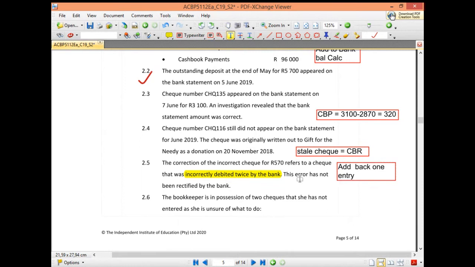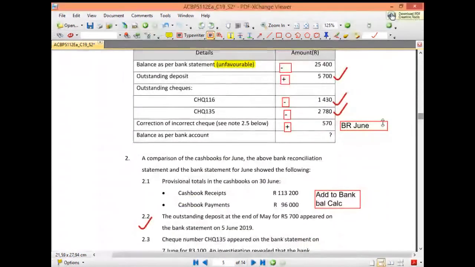Now, what you also had to see in here is that the error has not been rectified by the bank. So it's not showing on the bank statement, which means it remains a reconciling item. It has not been fixed yet, so we carry it over. That is why, at the top, I wrote next to it as well: it's a positive amount, so we're going to add it, and then we're taking it to the bank recon for June. I'm showing it has not been fixed yet, based on the information I've read.